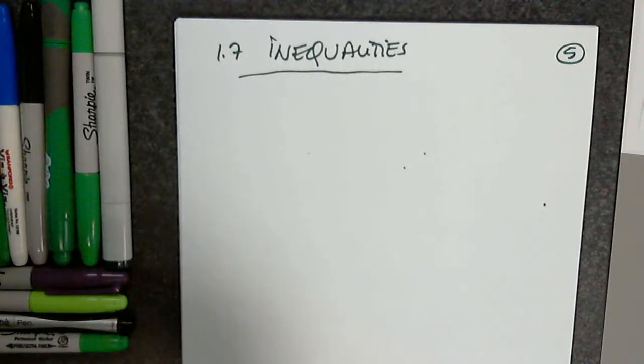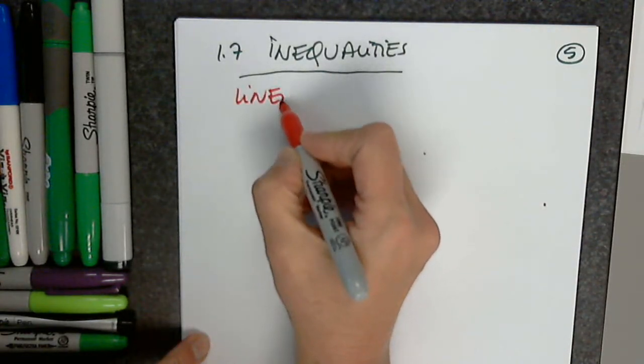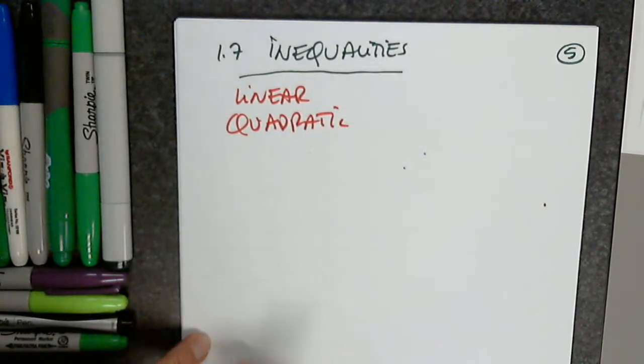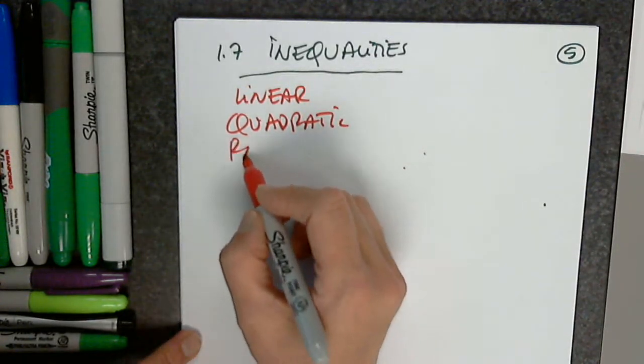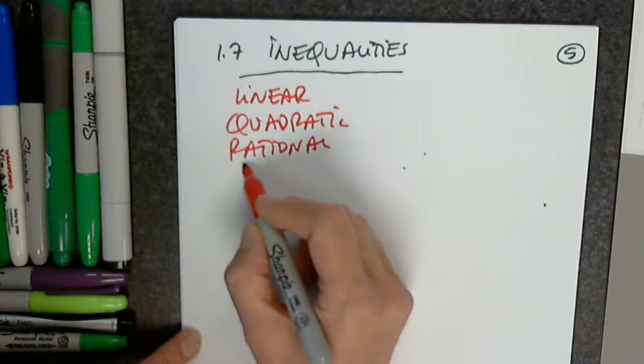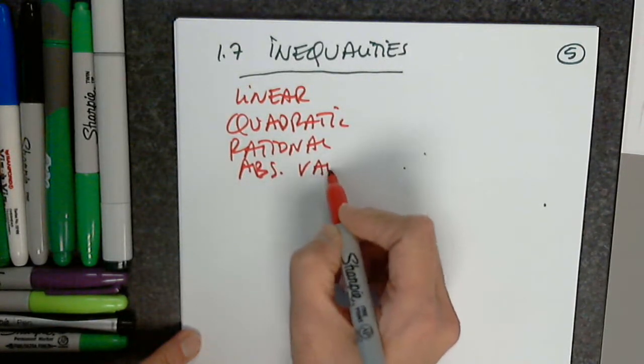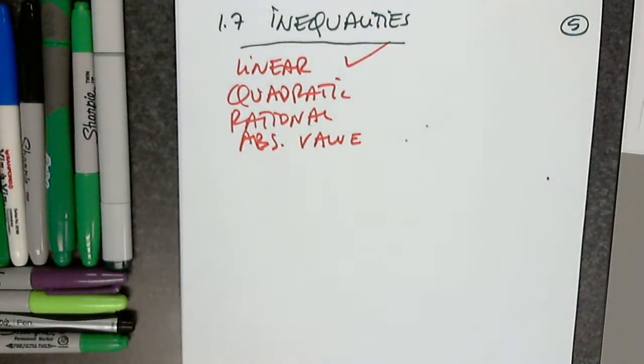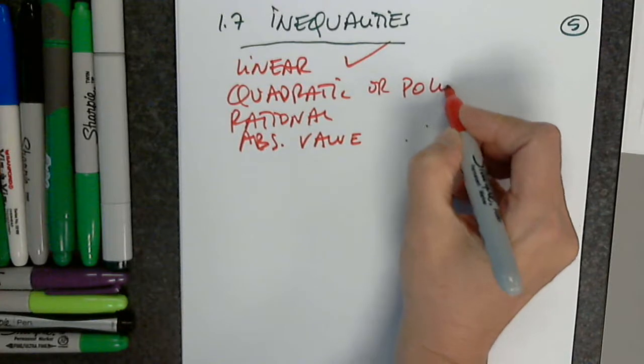Okay, so inequalities, we're going to look at linear, quadratic, which we already did one last time, rational, absolute value. With your permission, I'm going to say that linear is done, and I'm not going to go back to it. If you have any difficulties with them, then you'll let me know. So I'm going to go directly to polynomial or quadratic inequalities.